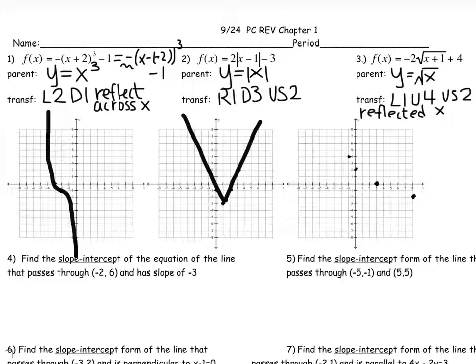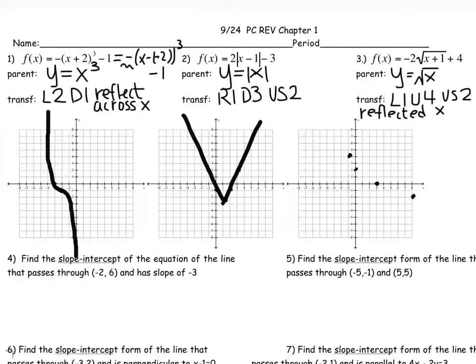Number 3, the square root. y equals the square root of x, that's our parent function. And then the transformation would be left 1, up 4, with a vertical stretch factor of 2, then reflected across the x-axis. Again, because the whole function is being multiplied by negative 2, the negative means that it's being reflected across the x-axis. So first identify your starting point, left 1, up 4.